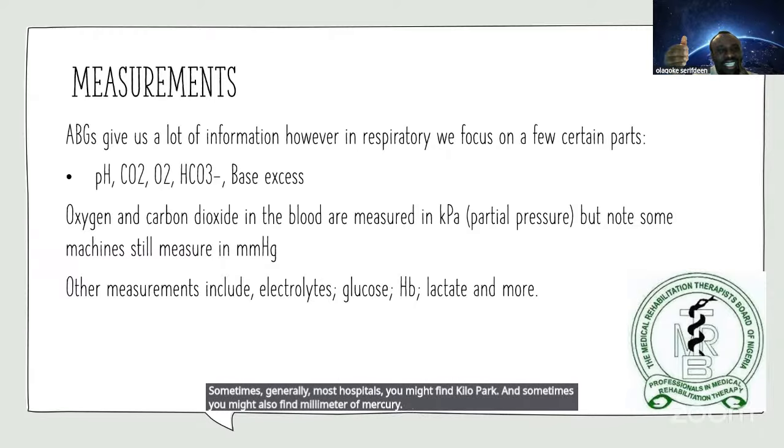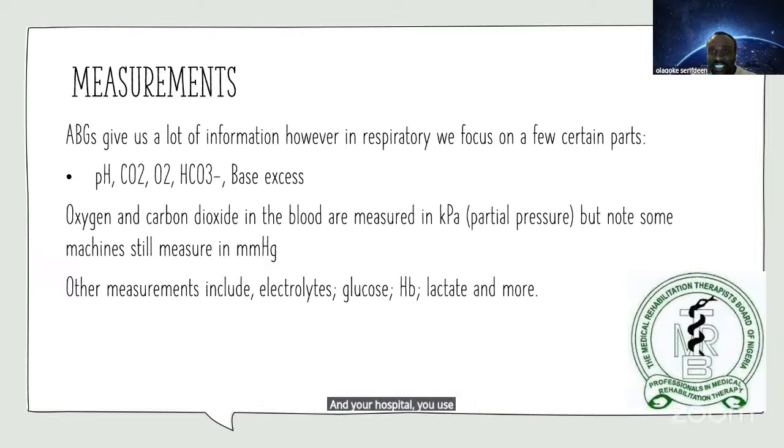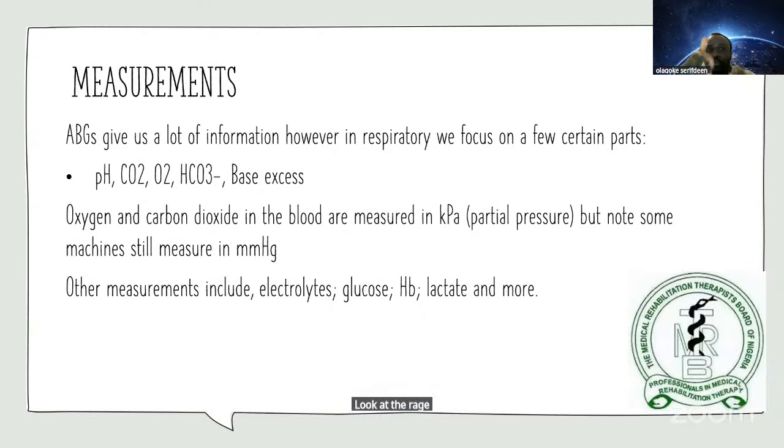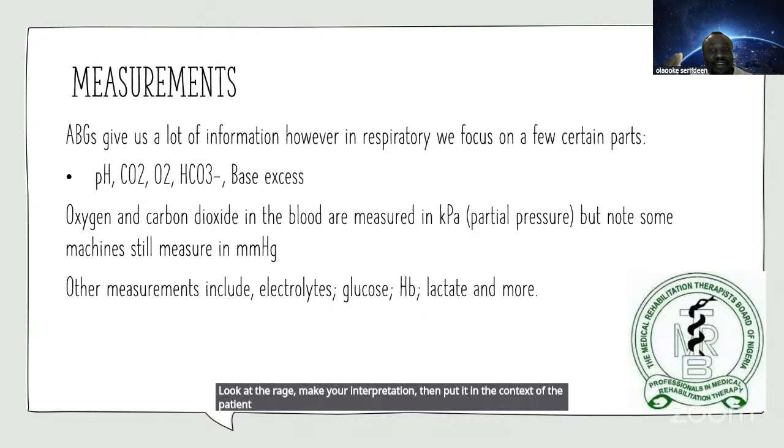It's just the same clinical reasoning. The way you would normally reason, if, for instance, in my hospital we use kilopascals and in your hospital you use millimeters of mercury, nothing changes, nothing significant. All you need to do is look at the range, make your interpretation, then put it in the context of the patient. It's still the same clinical reasoning that will apply to your patient, if that makes sense. Then you're going to find different information: anion gap, electrolytes, a lot of information. But let's start driving in gradually.